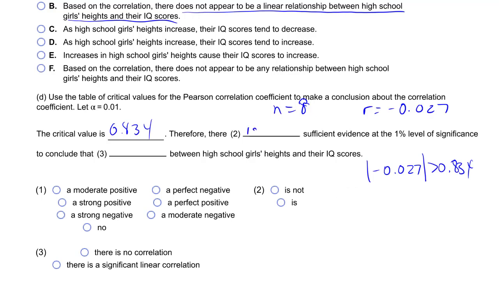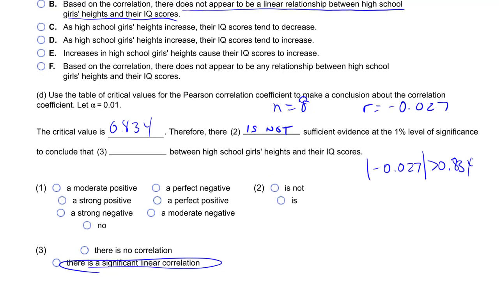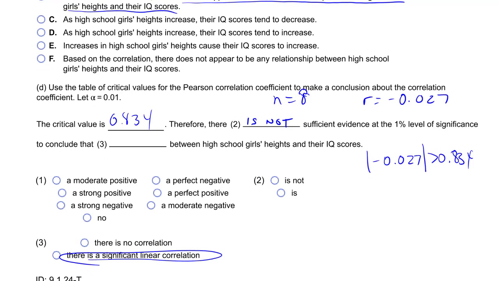No. So there is not sufficient evidence at the 1% level of significance to conclude that there is a significant linear correlation. So the data does not seem to indicate that there is a linear correlation between the girls' heights and their IQ scores, and again, not a surprising result.